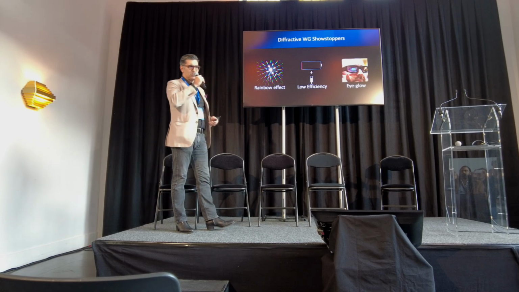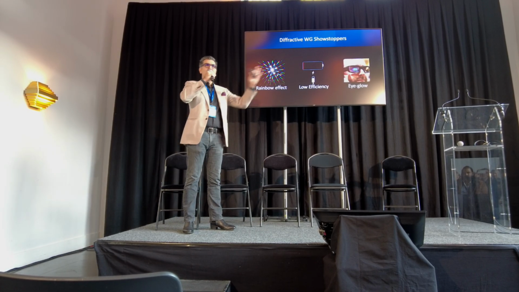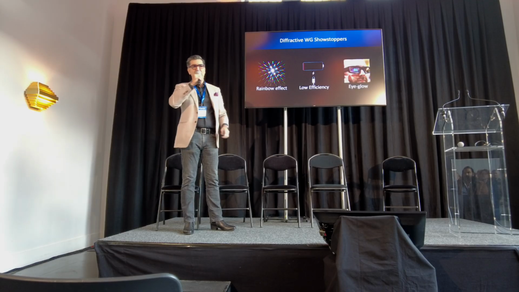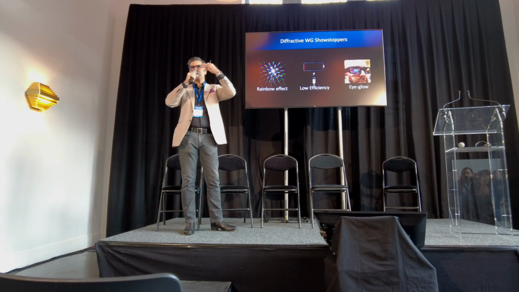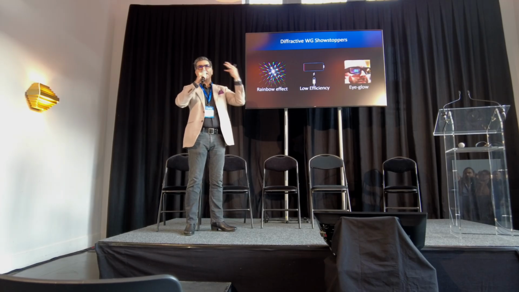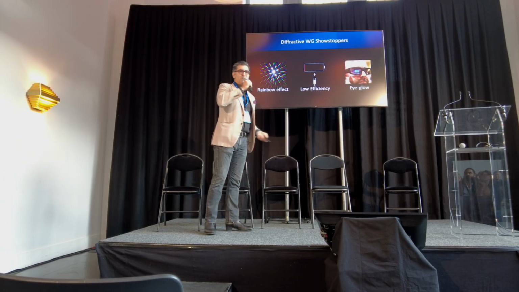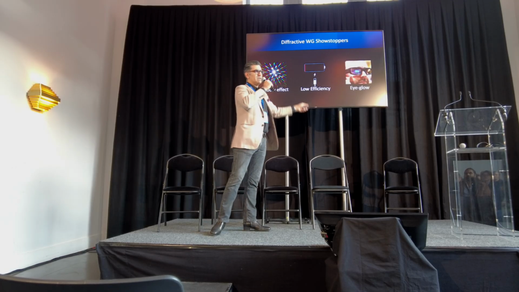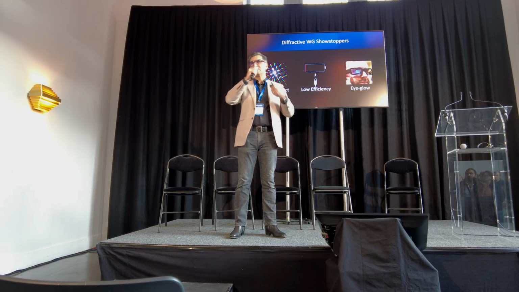There's the rainbow effect, which you don't want: an image with red over here and green over here. And it's not only the image, any kind of ambient light that comes in can also get diffracted, and you can get rainbow effects. It's low efficiency. This for us is a killer because we're all targeting battery-powered devices that can run all day.